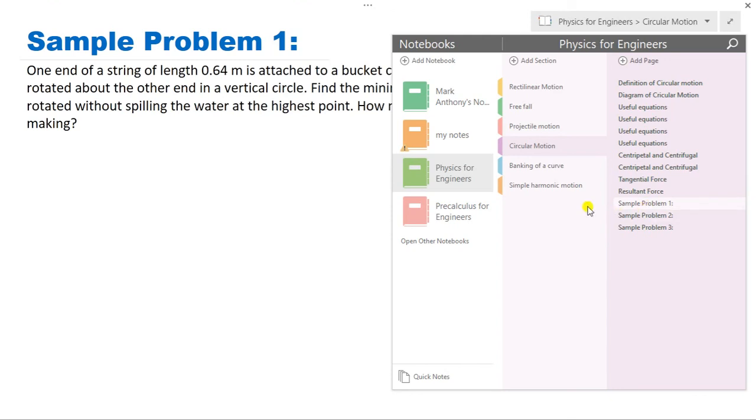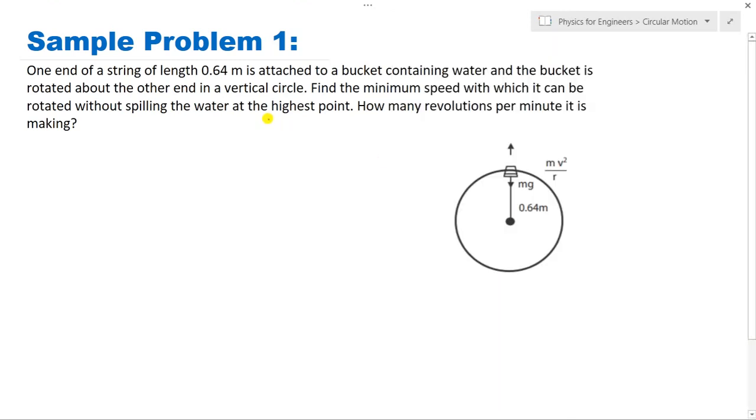Then, to visualize that, let's have an example so that you will be able to learn how to solve problems involving centripetal and centrifugal force. Let's say we have here sample problem 1. It states that one end of a string of length 0.64 meters is attached to a bucket. So this is our bucket. As you can see in the figure, the bucket contains water, and the bucket is rotated about the other end in a vertical circle. This is our path, circular motion. Find the minimum speed with which it can be rotated without spilling the water at the highest point. How many revolutions per minute is it making?